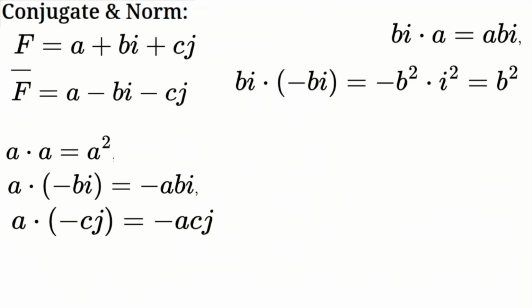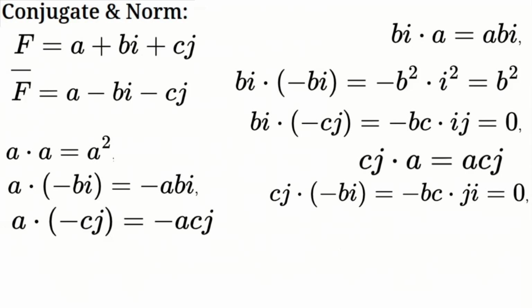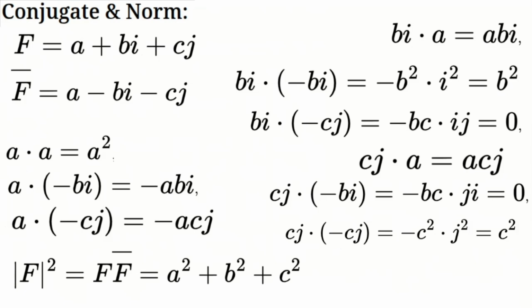bi times negative bi gives negative b squared times i squared, which becomes positive b squared. bi times negative cj gives negative bc times ij, which is 0. cj times a gives acj, which cancels the earlier negative acj. cj times negative bi gives negative bc times ji, also 0. cj times negative cj gives negative c squared times j squared, which becomes positive c squared. Now add everything. a squared plus b squared plus c squared. That's the norm squared. Important note, having a non-zero norm does not guarantee an inverse. For example, i plus j has norm squared equal to 2, but it's still a zero divisor, so it cannot have an inverse.